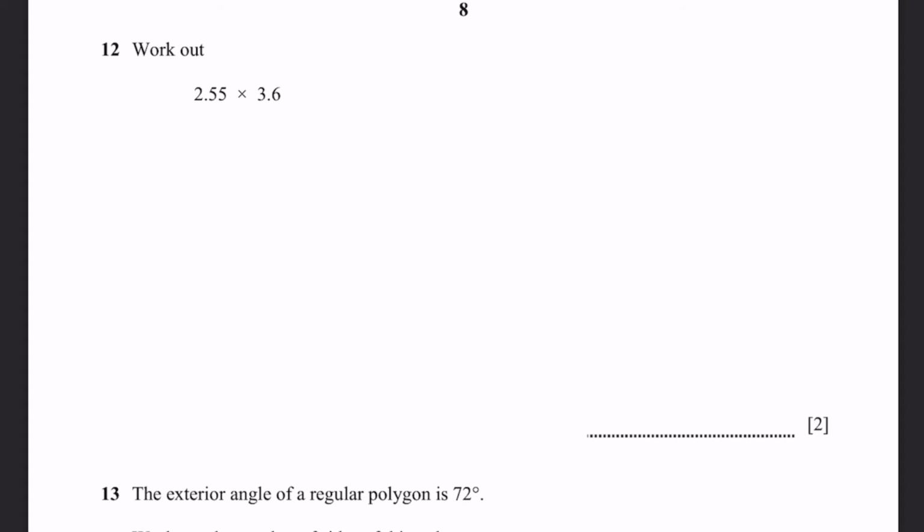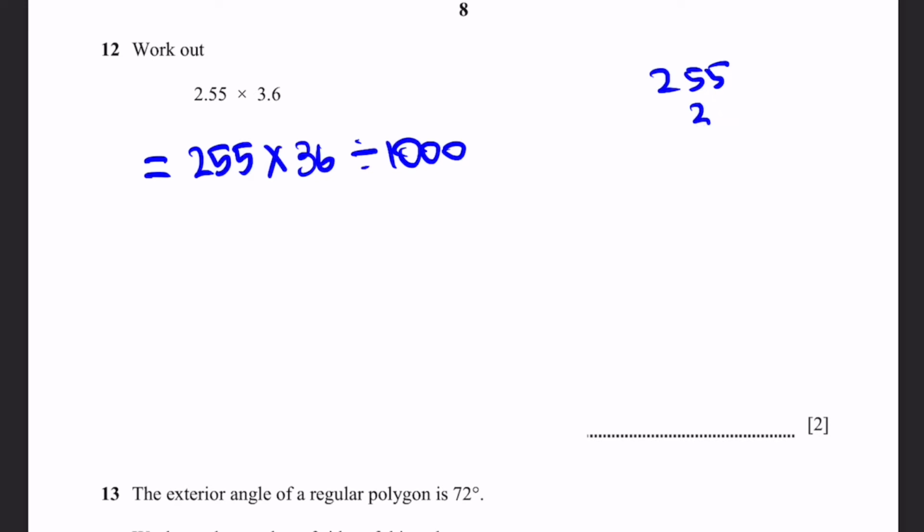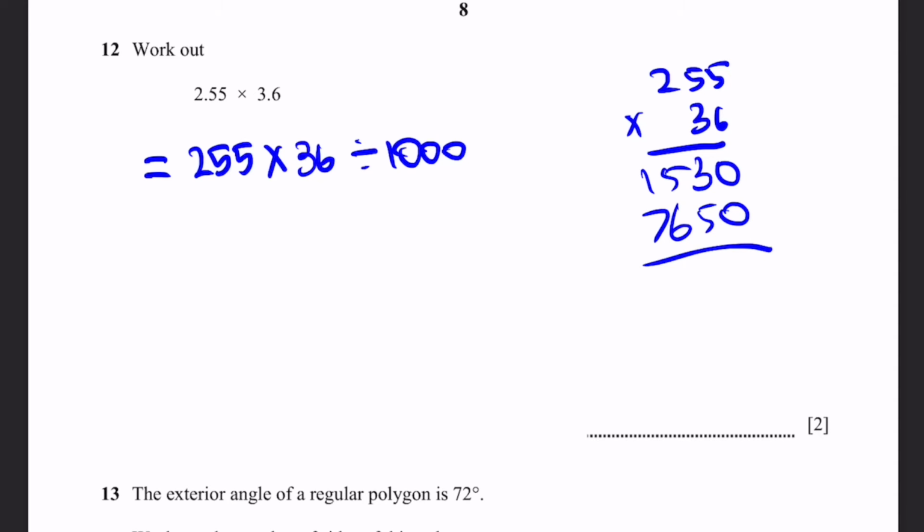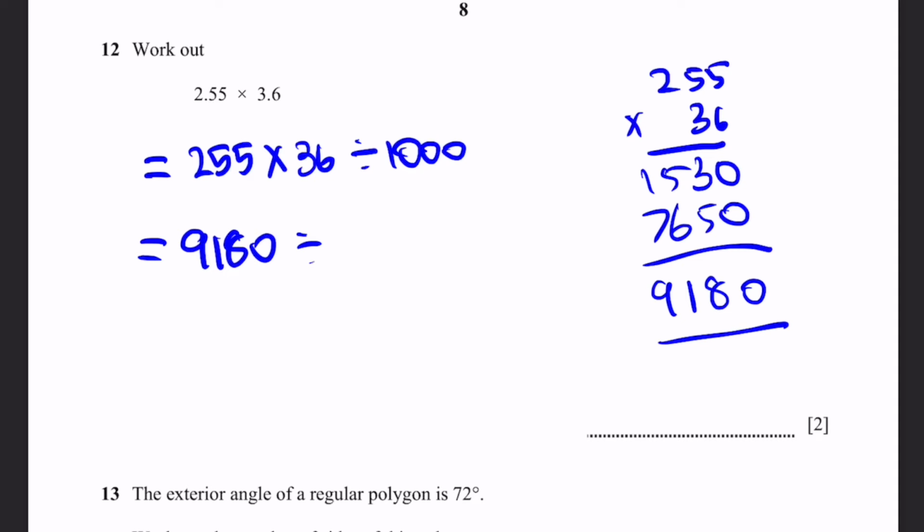Question 12. Work out 2.55 multiplied by 3.6. So that'll be equal to 255 multiplied by 36 and divide by 1000. So let's multiply 255 and 36. When you add these up, 9180. That'll be 9180 divided by 1000, which is equal to 9.18.